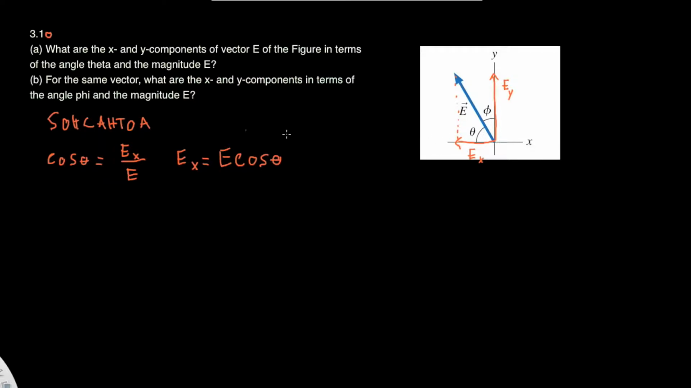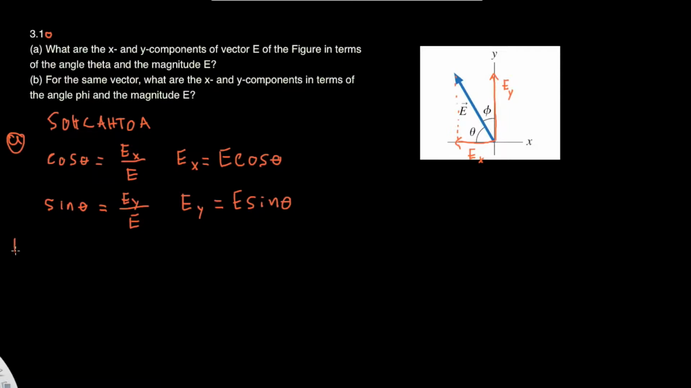Now to get the y component, we want to know the opposite side, right? We want to know this side of the triangle right here, which is going to be the same thing as this over here. So to find that, that's the opposite side from theta. We just do sine of theta, because sine of theta is opposite over hypotenuse, which is E sub y over E. And again, just solving for E sub y to get the y component, it's going to be E sine theta. Okay, and those are our two components using the angle theta. So that was part A.